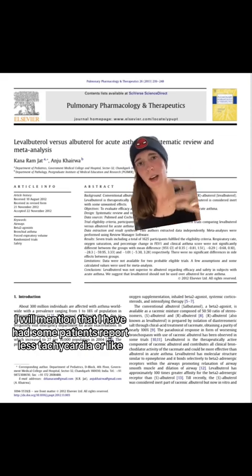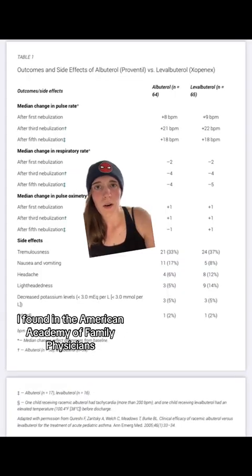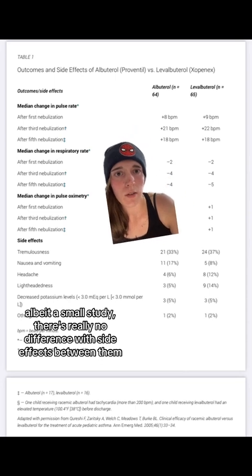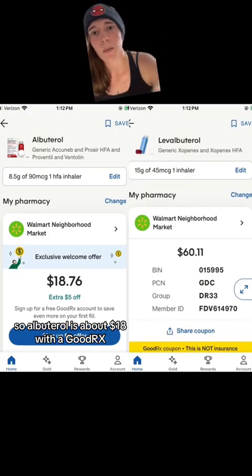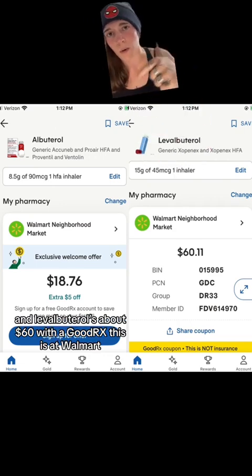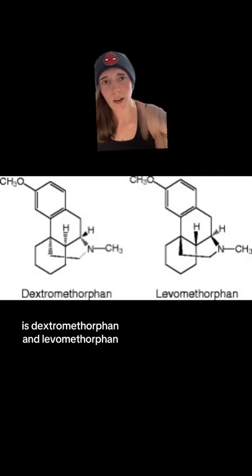I will mention that I have had some patients report less tachycardia or tremor with levalbuterol over albuterol. This is another little study I found in the American Academy of Family Physicians. Albeit a small study, there's really no difference with side effects between them. The cost can be really different for patients. So albuterol is about $18 with the GoodRx and levalbuterol is about $60 with the GoodRx. This is at Walmart.